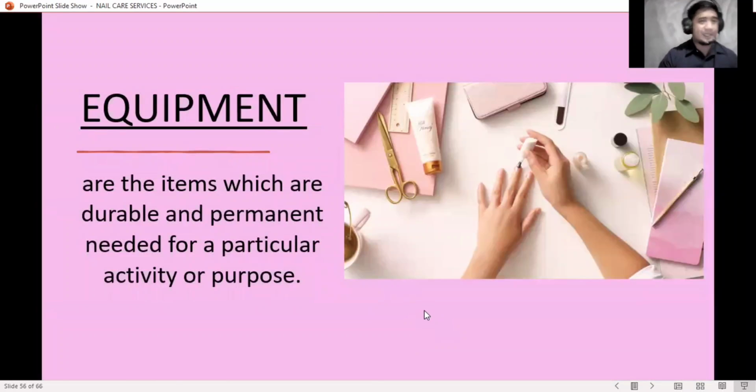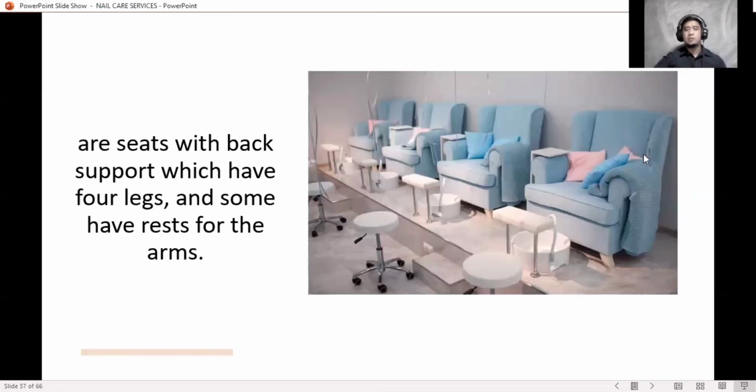Okay, now we're going to discuss about the equipment. So these are the items which are durable and permanent, needed for a particular activity or purpose. Okay, depende kung saan siya ginagamit. Okay, so let's have this different equipment. The first one is this one, kulay blue. So different shape din yan, different design. Okay, these are seats with back support, may sandalan, which have 4 legs and some have rest for the arm. Kagaya nito, yan, arm rest na tinatawag. So this one we call it chairs, simply chairs. Depende sa klase ng salon na napuntahan.